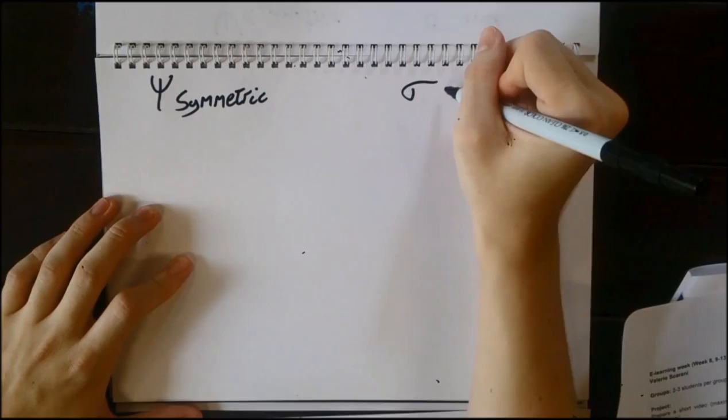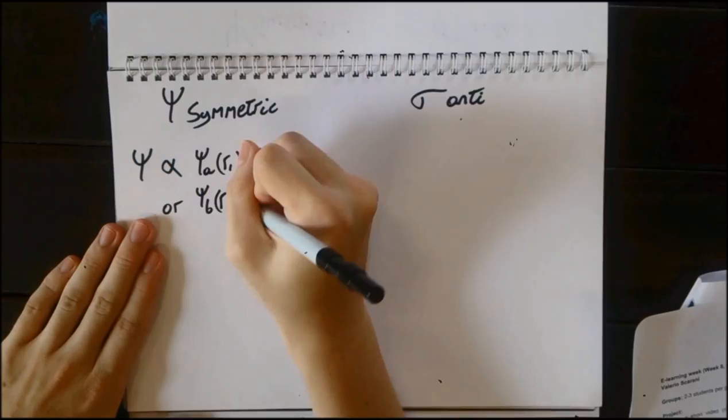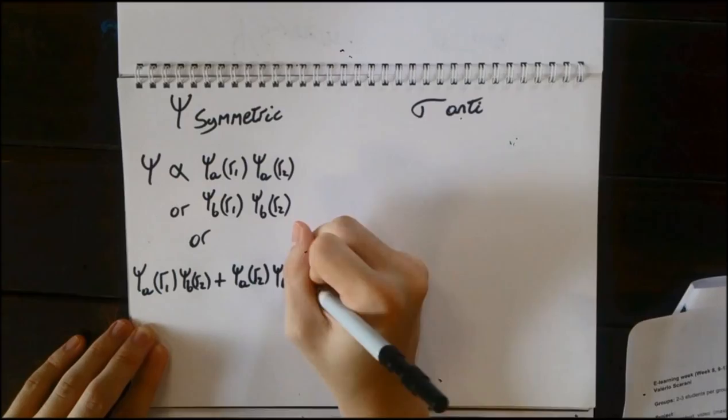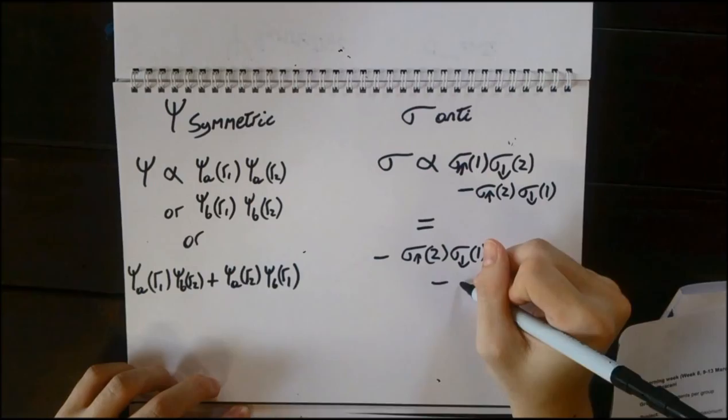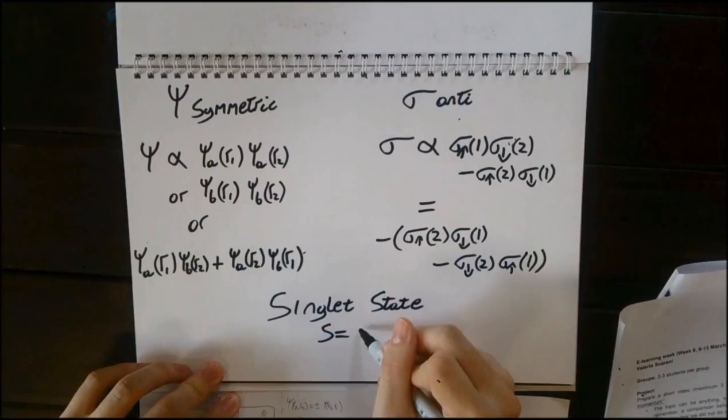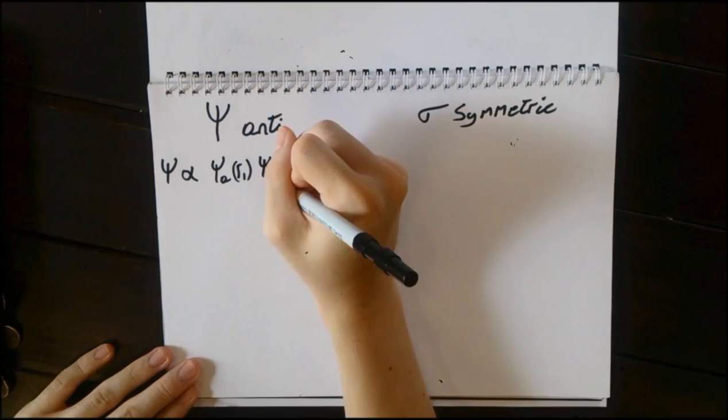If the spatial part is symmetric, we get these three equations which the spatial part can fit. If we swap R1 and R2, the equations stay exactly the same, so it's symmetric. For the spin part, if it's antisymmetric, there's only one equation possible for this to be allowed. In this equation, if 2 and 1 are swapped, then the function is its own negative, so it's antisymmetric. This is called the singlet state because there is only one allowed spin state, S equals 0 because the spins are anti-aligned.